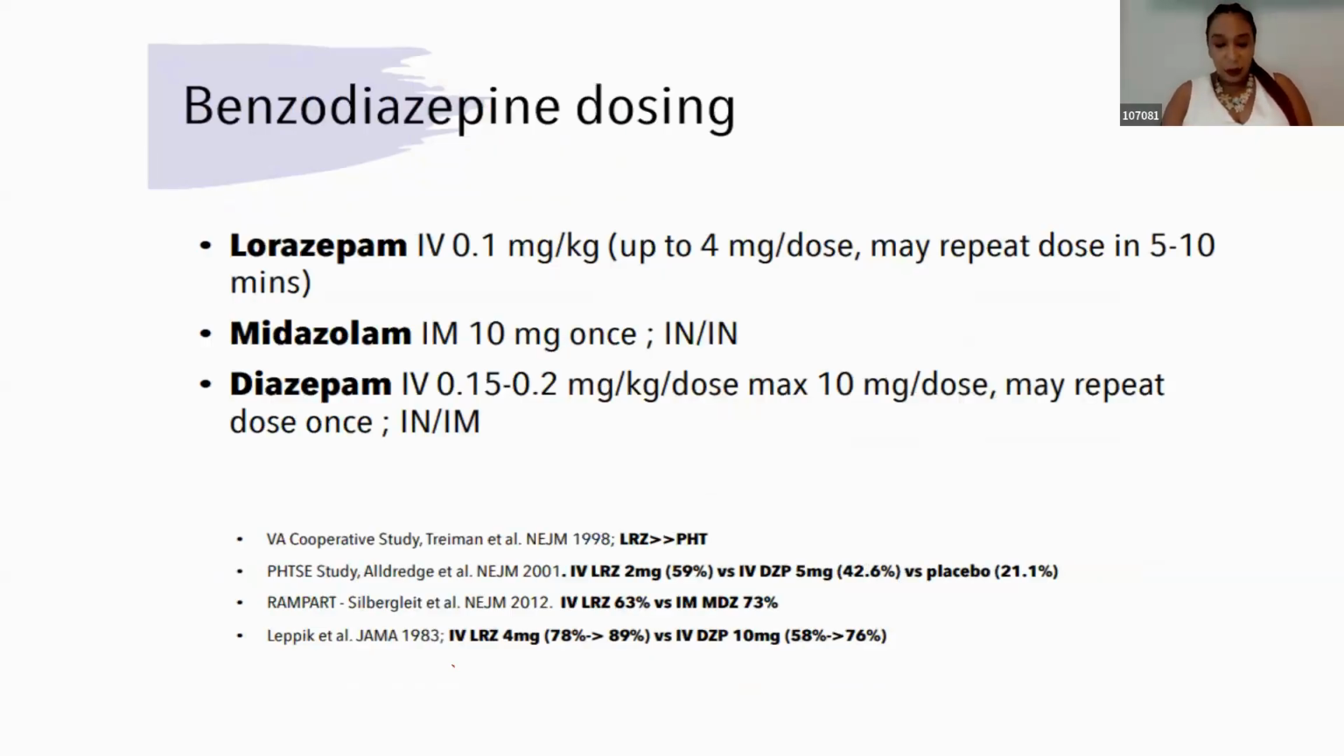So this is the dosing that is used for lorazepam, midazolam, and diazepam. For lorazepam, it's 0.1 milligram per kilogram. You can give up to 4 milligrams, and you may repeat the dose in 5 to 10 minutes. For midazolam, it's 10 milligrams IM, and hopefully you'll get them to a facility as quickly as possible. Diazepam, again, this is given to children rectally. It is 0.15 to 0.2 milligram per kilogram, or you can just do a max of 10 milligram dose. There's a few studies out there that compare superiority.